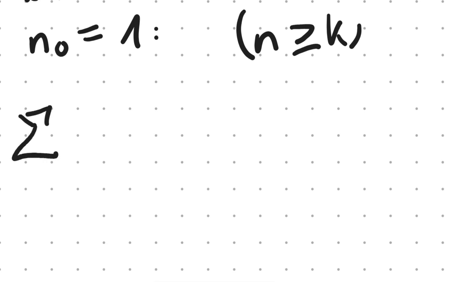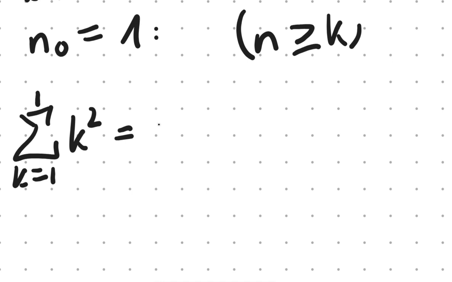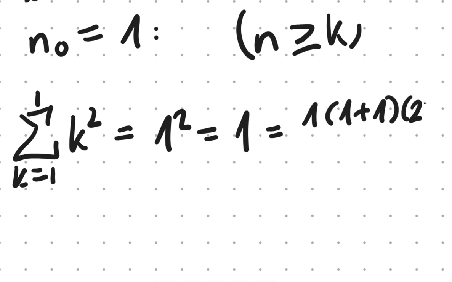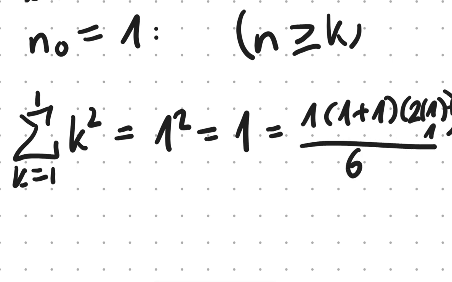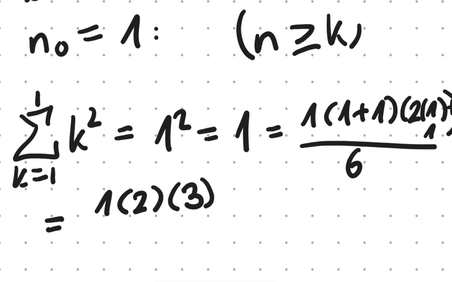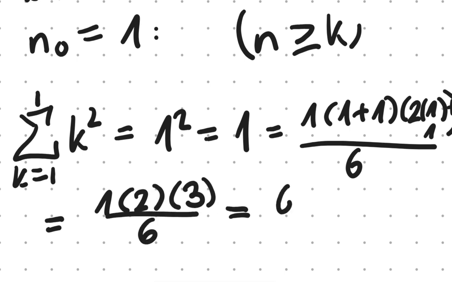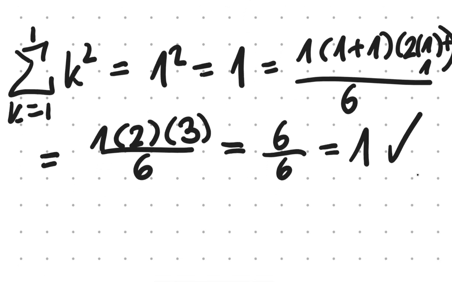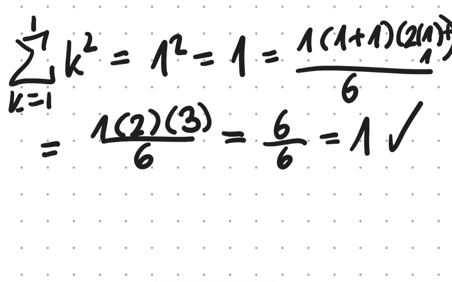If we start with 1, we have the sum from k equals 1 to 1 of k squared, which is just 1 squared, so it's 1. If we use the right-hand side of the equation, we have 1 times (1 plus 1) times (2 times 1 plus 1) divided by 6, which equals 1 times 2 times 3 divided by 6, which is 6 divided by 6, which is also 1. So we have just proven that it works for n equal to 1.